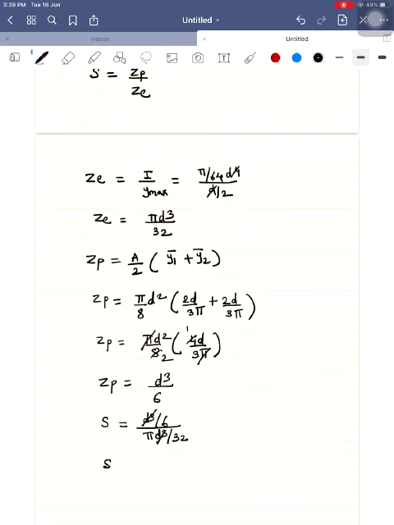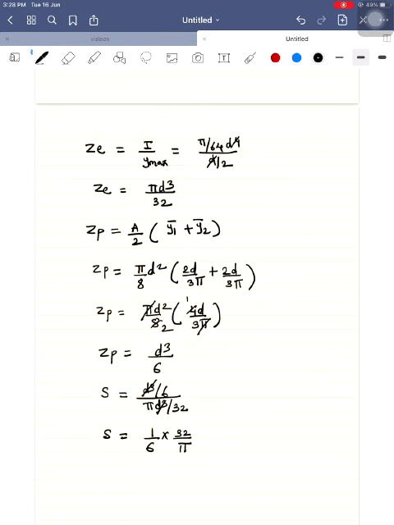Shape factor S is equal to 1 by 6 into 32 divided by pi. Simplify this equation, we will get shape factor for circular section. Shape factor for circular section is equal to 1.69. This is shape factor for circular section.